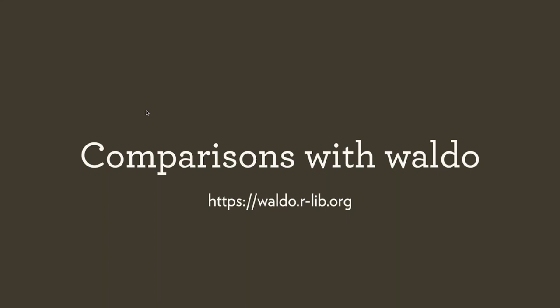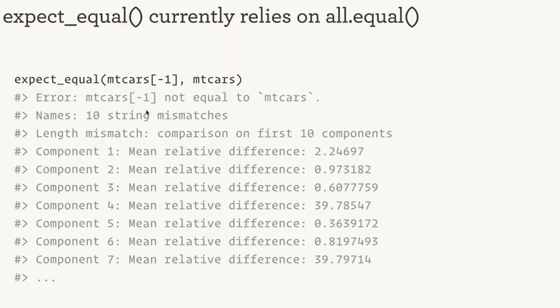Now I want to focus on the cool new features. And I think the feature you are most likely to encounter, and the most likely to give you pleasure in your life, is that test failures with expect equal and expect identical are now much easier to understand. Previously, expect equal used the base all.equal function. This was never really what all.equal was intended for, but it did an okay job. But there are a few cases where it just doesn't give very useful output.